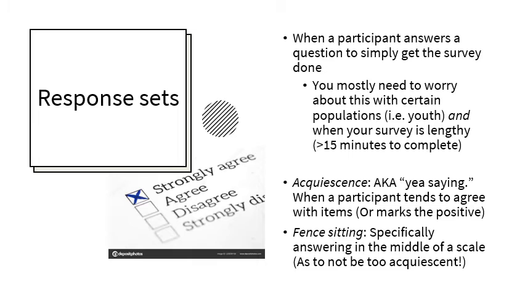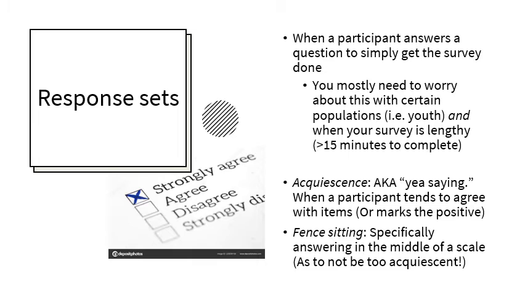Acquiescence is this idea of yay saying. This is when a participant tends to agree with items or marks the positive of the items most often. These are oftentimes more agreeable participants who will always mark yes to some set of questions. So on a scale of strongly agree to strongly disagree, they tend to strongly agree with all statements.